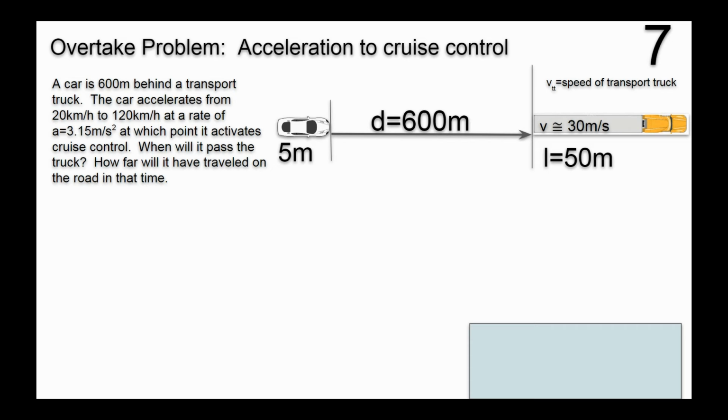Here's a new problem, overtaking. An overtaking problem like this one is exactly the same as the pursuit and collision problems in the first part of kinematics. The only twist is that the car has two different behaviors, an acceleration phase and a cruise control phase, and this forces us to break it into two parts, and there is no way around that.